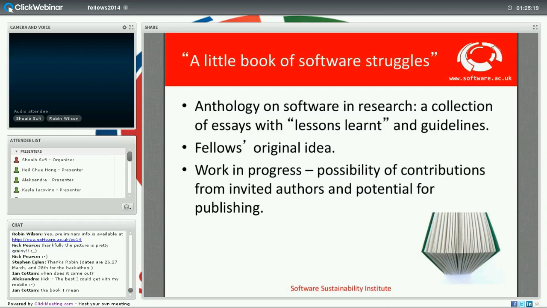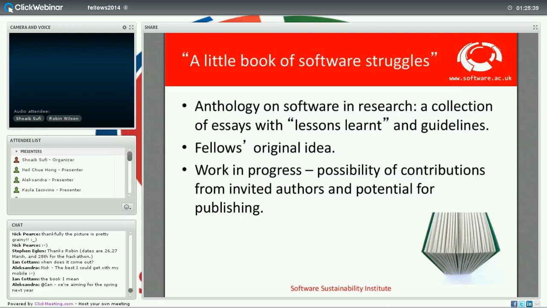So the fellows have been working on these book chapters, and the work is progressing. We hope to have something published by around the collaborations workshop next year. And there's a potential here for inviting authors also.